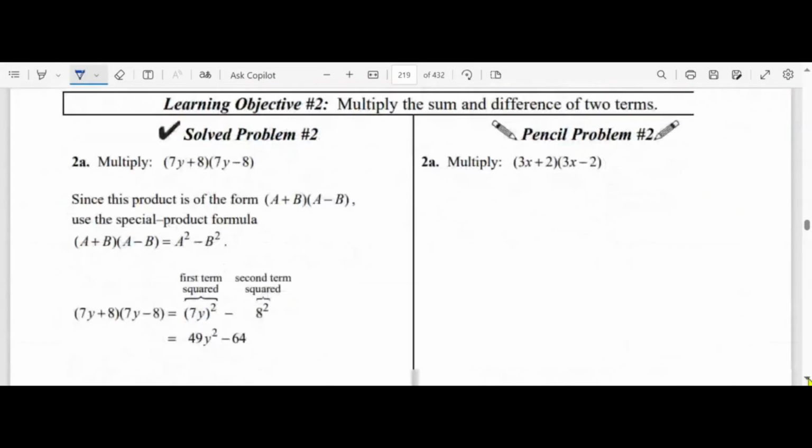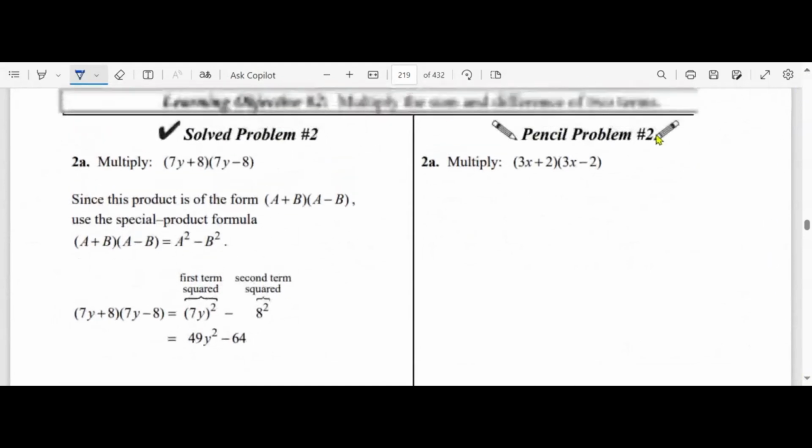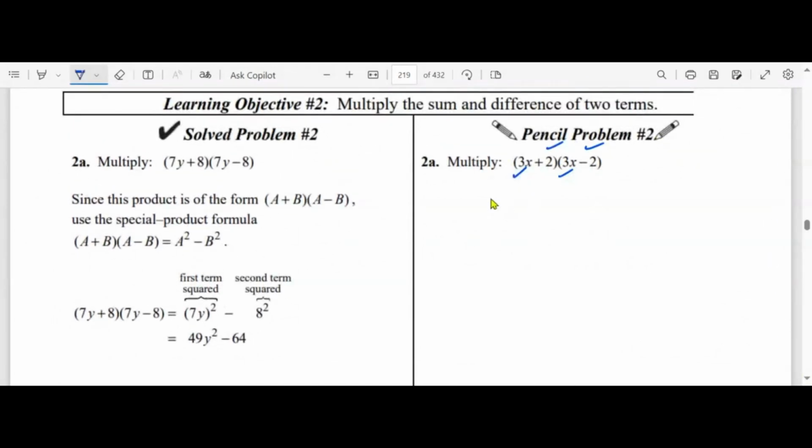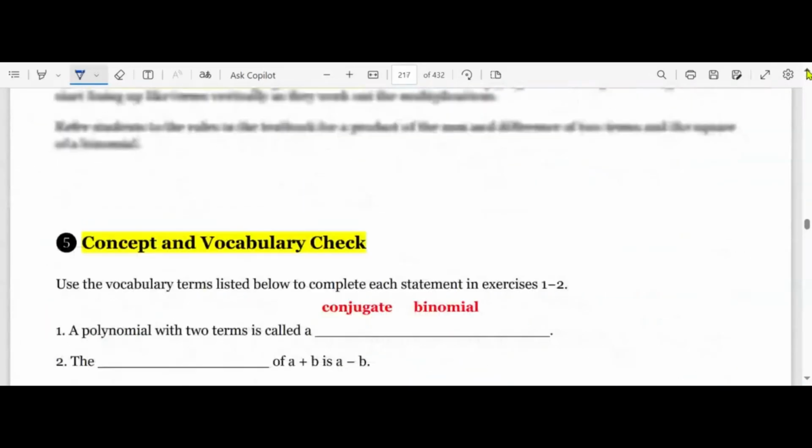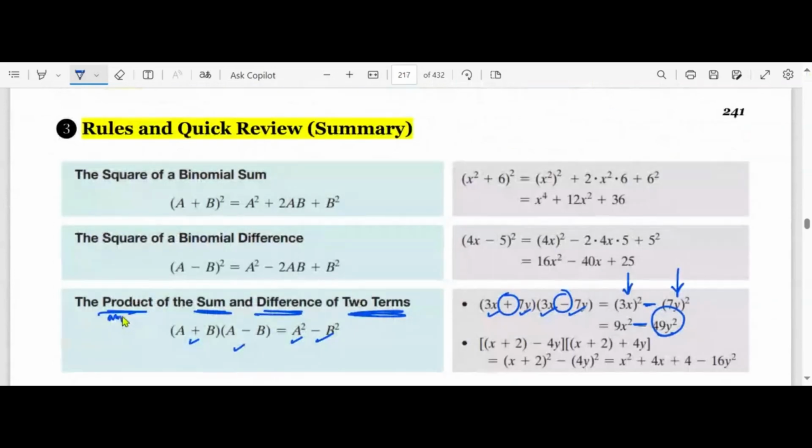Now multiply here. Same term or not same term? So the answer is what? Can you repeat, teacher? According to the rule. What does the rule say? Go back to the rule. It says the product of the sum and difference of two terms. So I have a plus b, a minus b. So the answer is going to be what? a squared minus b squared.